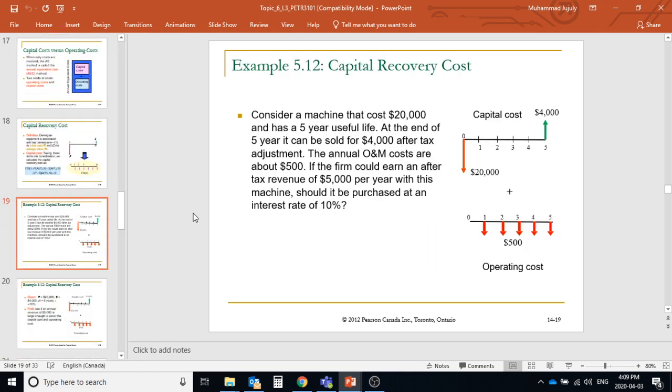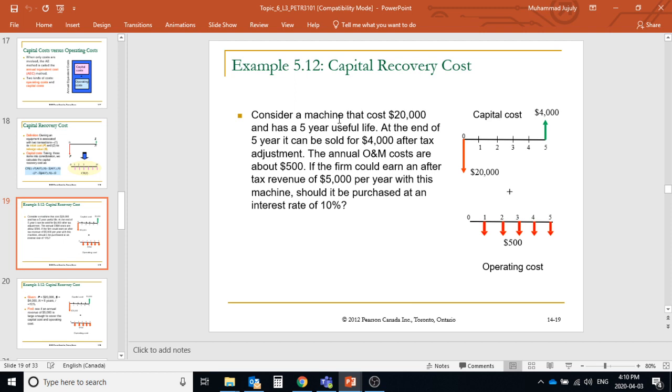Now let's do some math. Consider a machine that costs $20,000. It has 5 years of useful life, and at the end you can sell it for $4,000 after tax adjustment. The annual O&M, that means operation and maintenance cost, is about $500. If the firm could earn an after-tax revenue of $5,000 per year with this machine, would it be purchased at an interest rate of 10%?